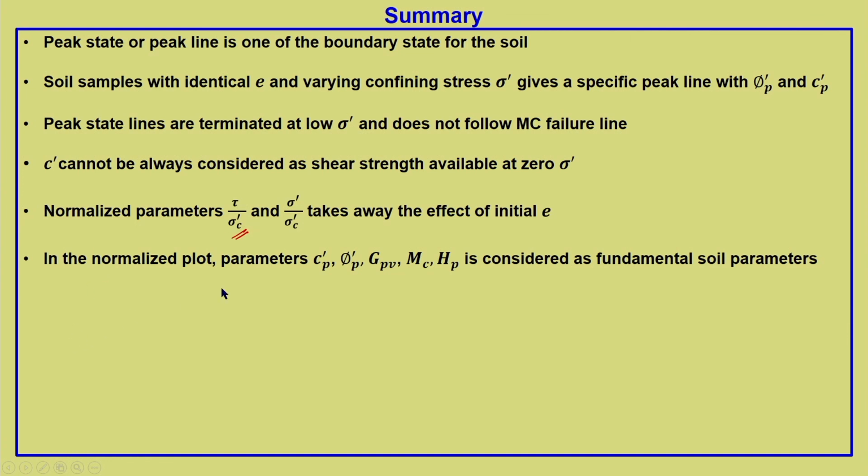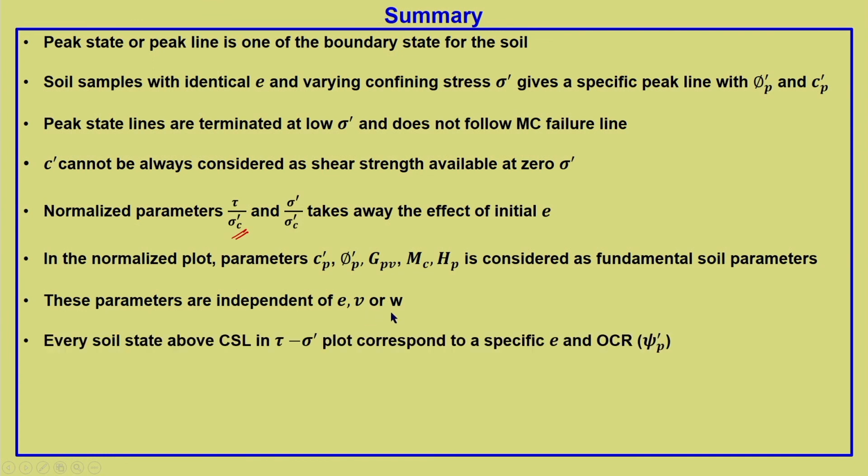In the normalized plot, parameters C dash P, phi dash P, and the like are considered as fundamental soil parameters, provided the range of sigma dash is fixed. These parameters are independent of E, V or W. Every soil state above the critical state line in the tau sigma dash plot corresponds to a specific E and OCR, that is psi dash P. Equation of peak line is derived.